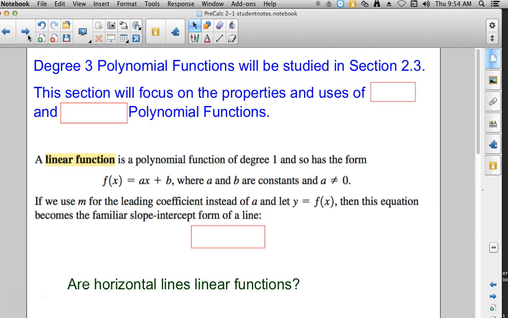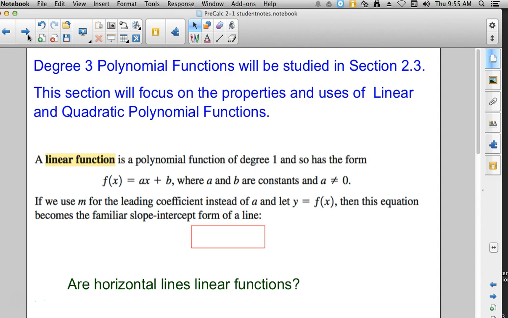Here's the problem. It's so easy, we forget it. The brain is a marvelous little machine, but when things are really easy, our brain says, I don't need this, I need to make space for harder stuff, and it dumps it. It really does. So things that we kind of hold on to for a test and then maybe don't need after that. Degree 3 polynomial functions will be studied in section 2.3, so those are our cubics. This section is going to focus on the properties and uses of linear and quadratic polynomial functions. And I think most of what we do today is just the linear.